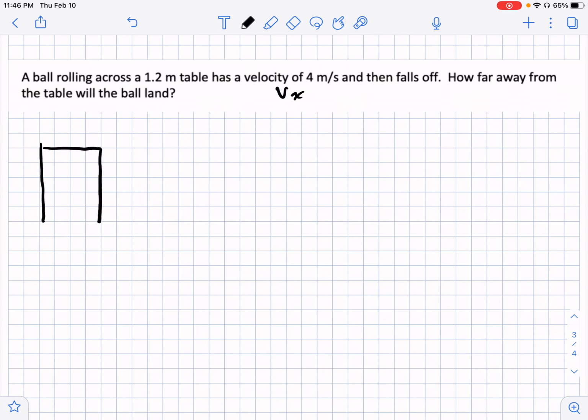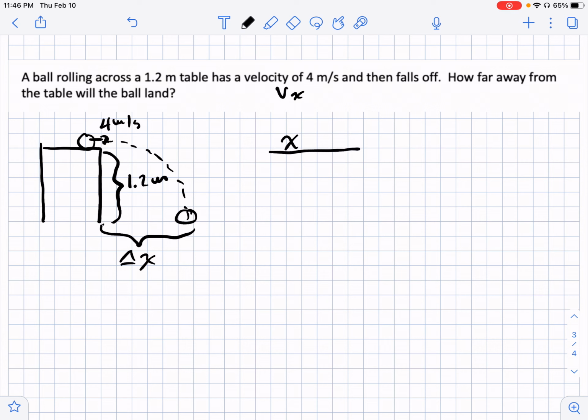So let's draw a picture so we can visualize this. We have our table here. Here's the ball. It has an initial velocity of 4 meters per second. And they gave me the height of my table. It's 1.2 meters. And this ball is going to fall off and land over here, and that's what we're trying to solve for. We're trying to solve for this horizontal distance from the table that it's going to land. So we said we'll make a table. Let's go ahead and draw out our table with the x and the y direction.